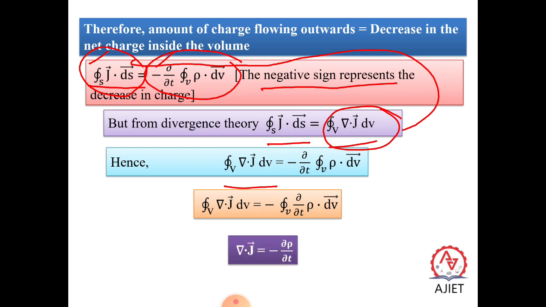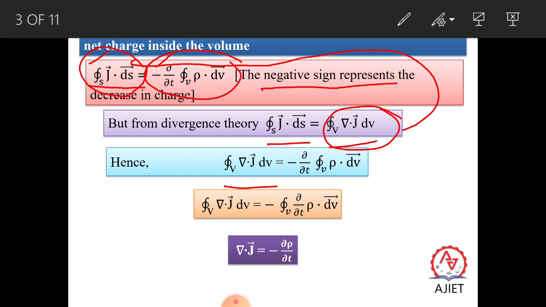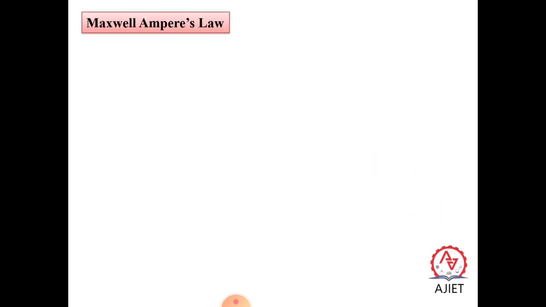Further, since this is a closed volume integral on both sides, the integral and the dV get cancelled out. So it can be written as del dot J is equal to minus ∂rho/∂t. Del dot J is equal to minus ∂rho/∂t. So this is actually called the equation of continuity.